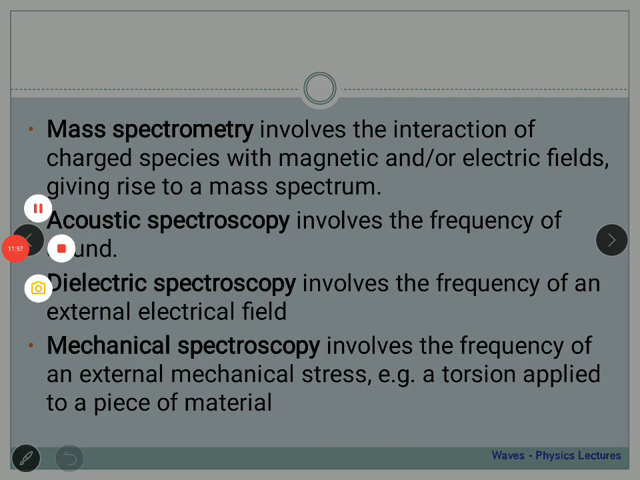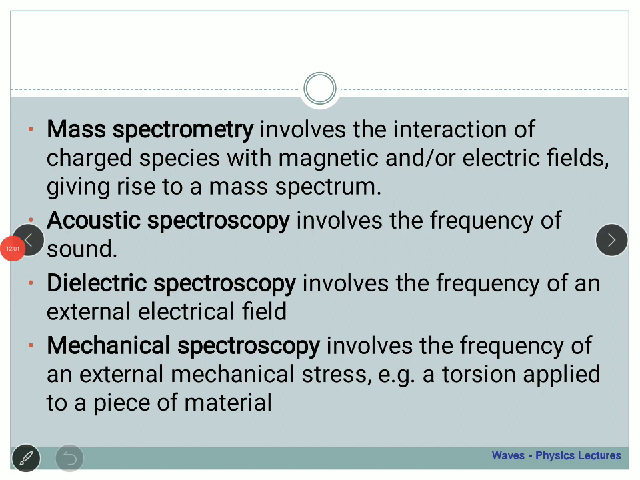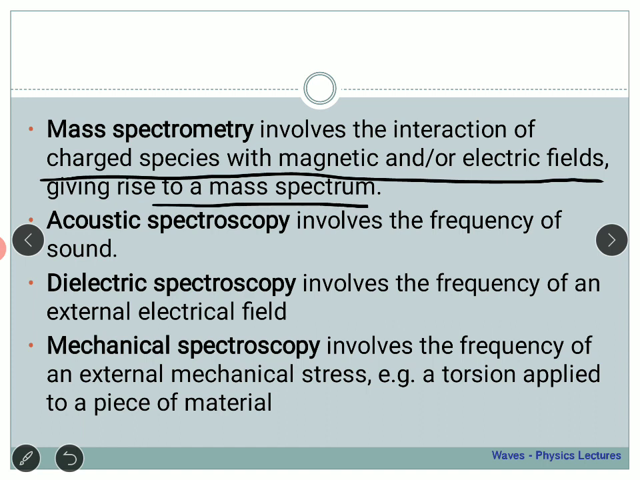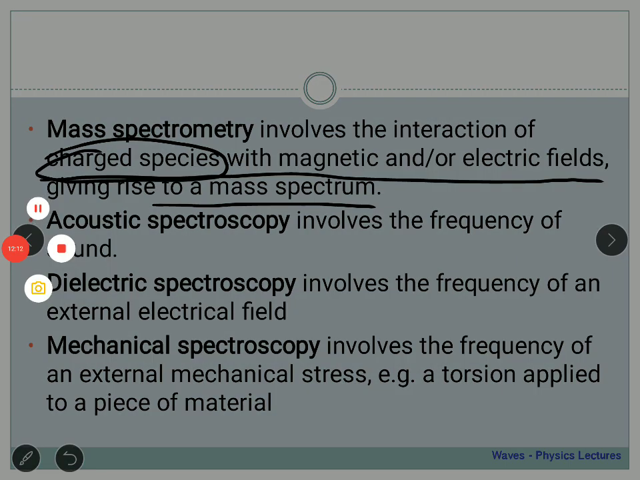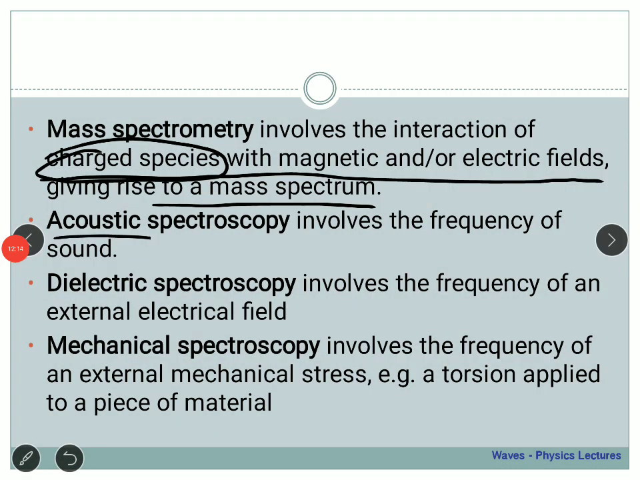Then we have got something which we call the mass spectrometer. Mass spectrometry involves the interaction of charged species with the magnetic or the electric field, giving rise to a mass spectrum. Now you need to understand here that the charged species should be there. In acoustic spectroscopy, as the name suggests, we actually use sound, and we are going to use the frequency of sound as an input, and we are going to see what is the variation in the output of that frequency.